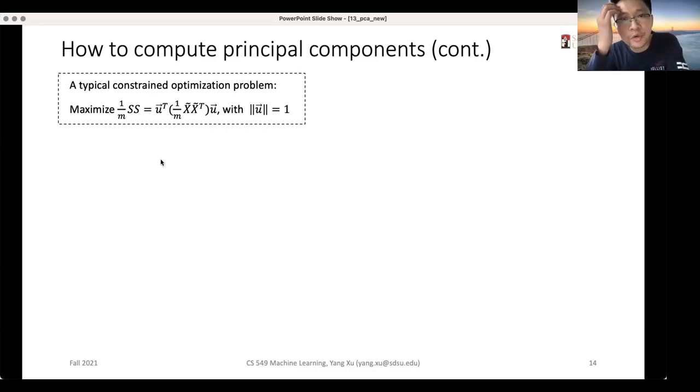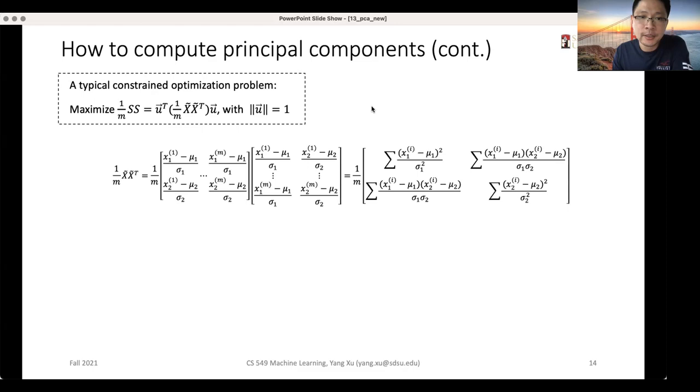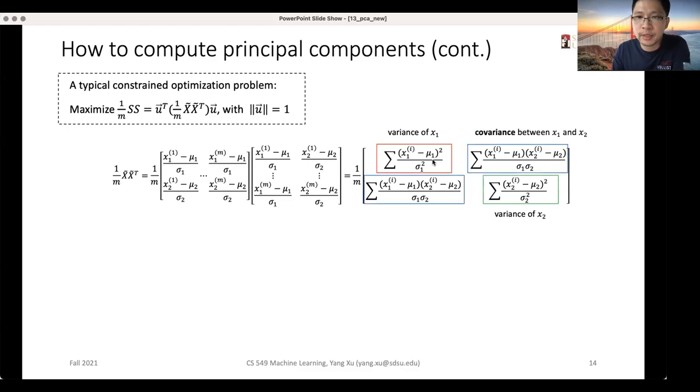Okay, so it's a typical Lagrangian multiplier problem, a problem that can be solved by the Lagrangian multiplier method. If we look inside the matrix, it has two kinds of components along the diagonal and off the diagonal.